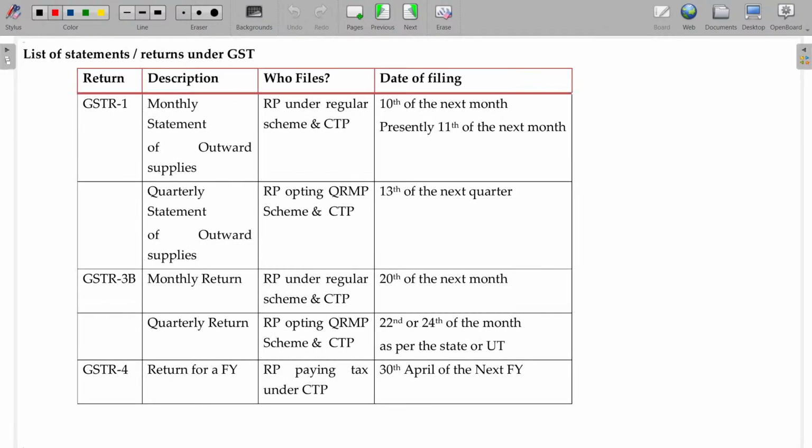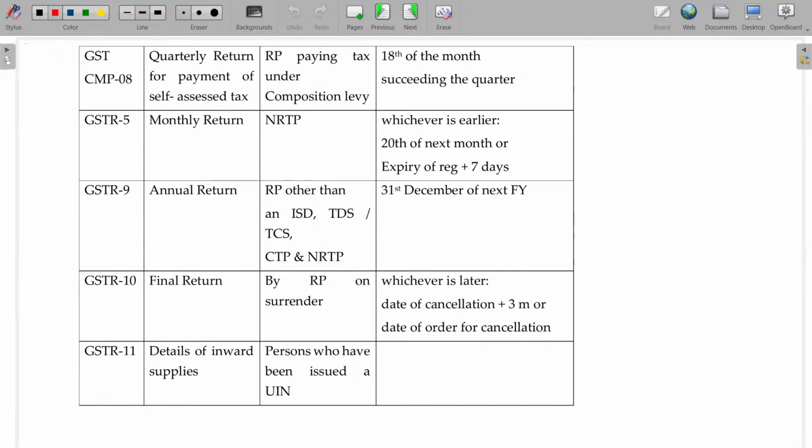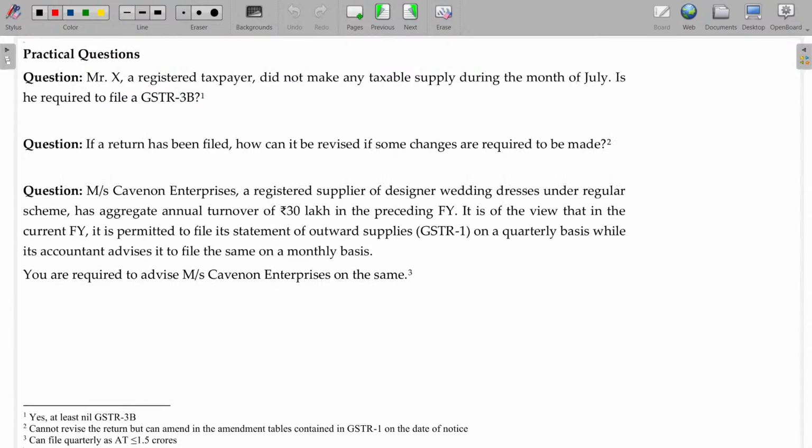So the list of GST forms listed here, we already discussed. You can skip those things. Let's see some practical questions.